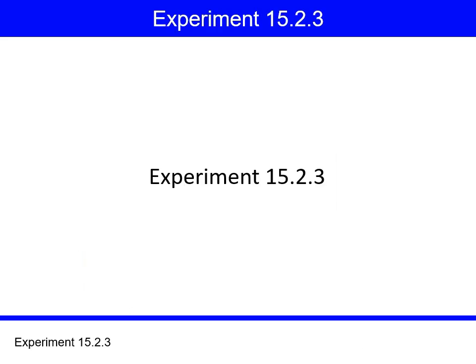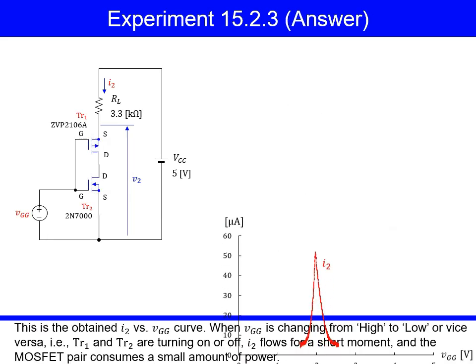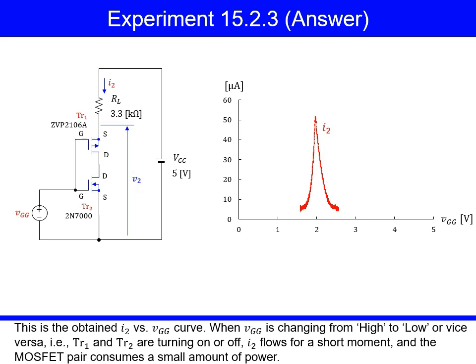Experiment 15.2.3. Pause the video, and follow the instructions. This is to measure the current I2 that flows through both TR1 and TR2 around VGG equals 2 volts. This is the obtained I2 versus VGG curve. When VGG is changing from high to low or vice versa, that is TR1 and TR2 are turning on or off, I2 flows for a short moment, and the MOSFET pair consumes a small amount of power.